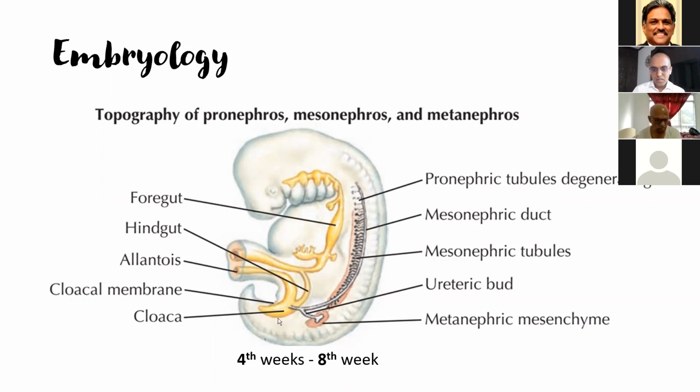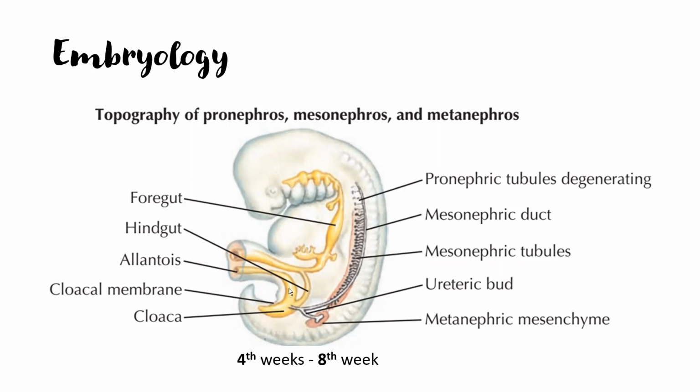Posteriorly, the anorectum is the outlet for the alimentary canal. The proximal part of the urogenital sinus becomes the bladder, and the allantois gets obliterated to become the urachus.